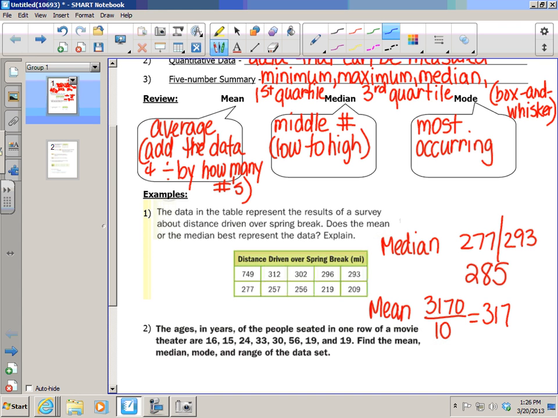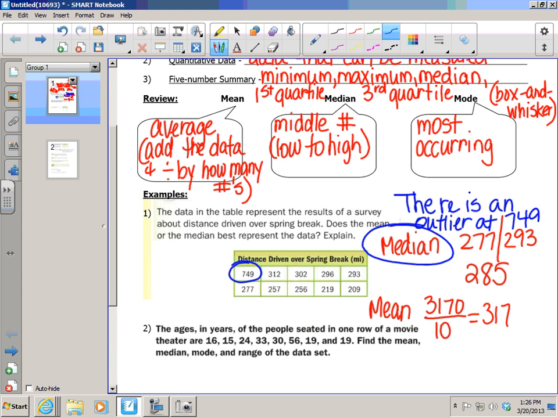So I would say that the median is the best representation, and that is because there is an outlier at 749, and that caused the mean, the average, to be bumped up.